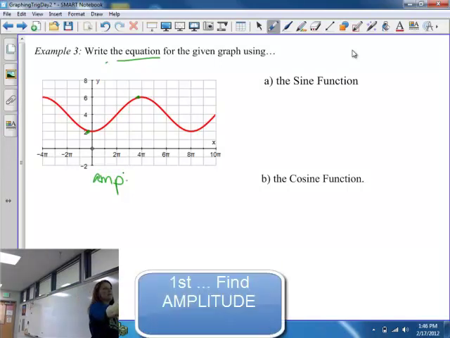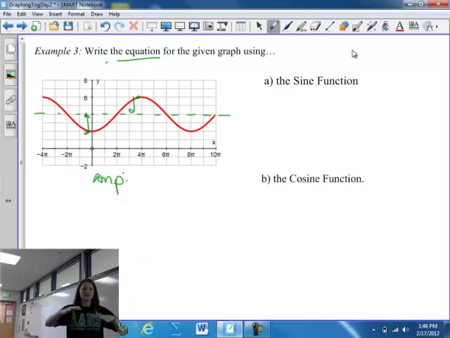So all I'm going to do is count up from my bottom, down from the top, and draw in this little what I call midline. That's the middle. That used to be the x-axis. So now I can quickly see that up from there would be 2, and the amplitude is 2, which means the A value is 2. Okay, 2. Got it. Oh, sorry. Okay, we're now done.